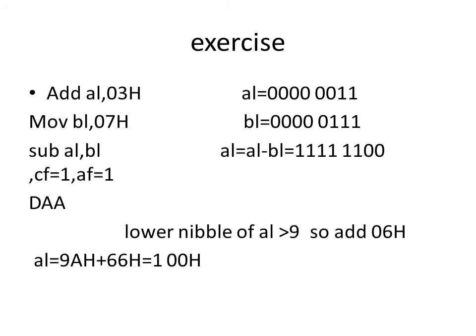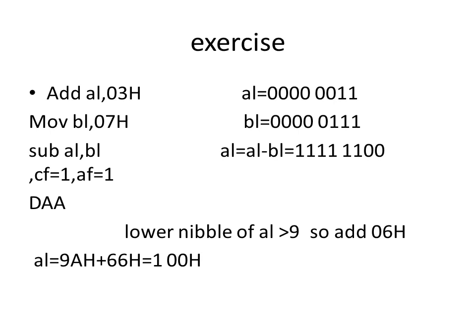Again one example. AL register content is 03, you can see it in binary form. BL register is 07 and we have to subtract 7 from 3. The result will be -4. How it is converted into BCD, we can see. If we use the DAA instruction, then what happens? AL is equal to AL minus BL, 3 minus 7. How can we get the result? 1111 1100. You can observe the MSB is 1.